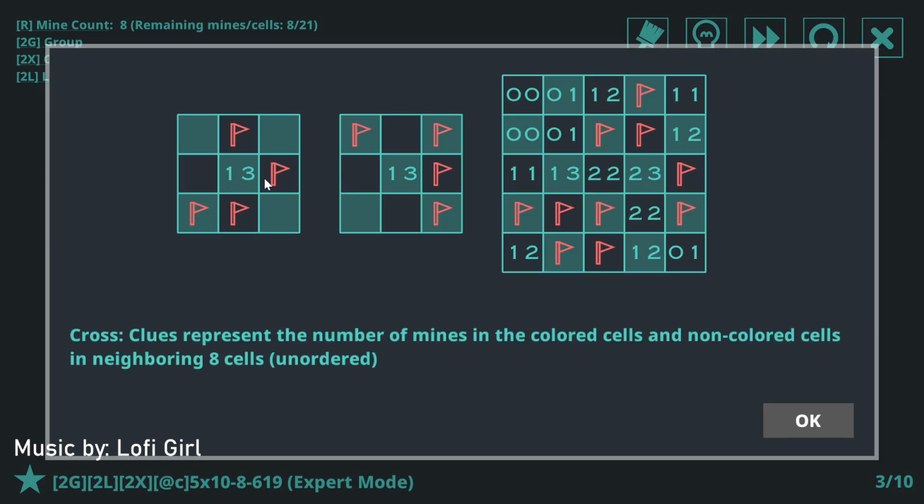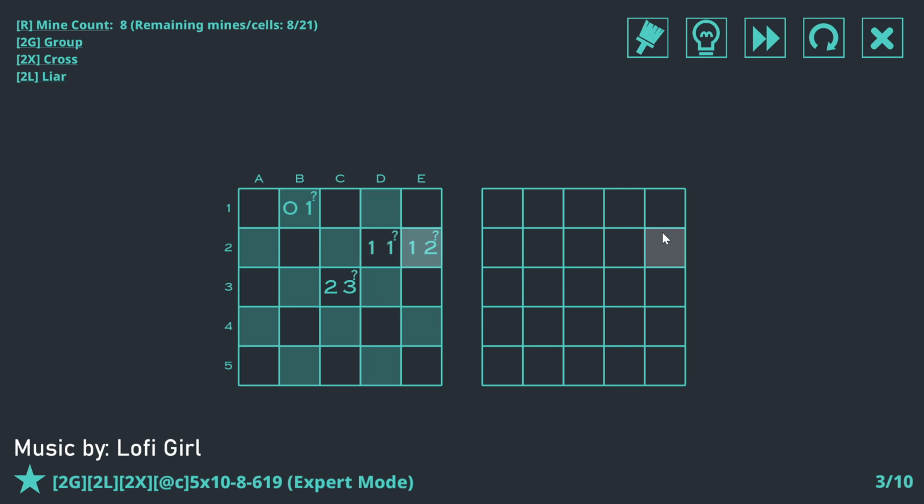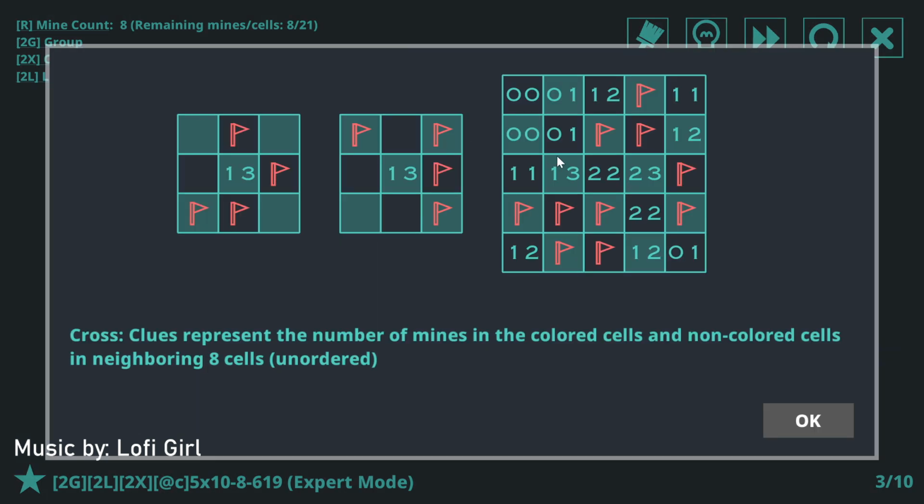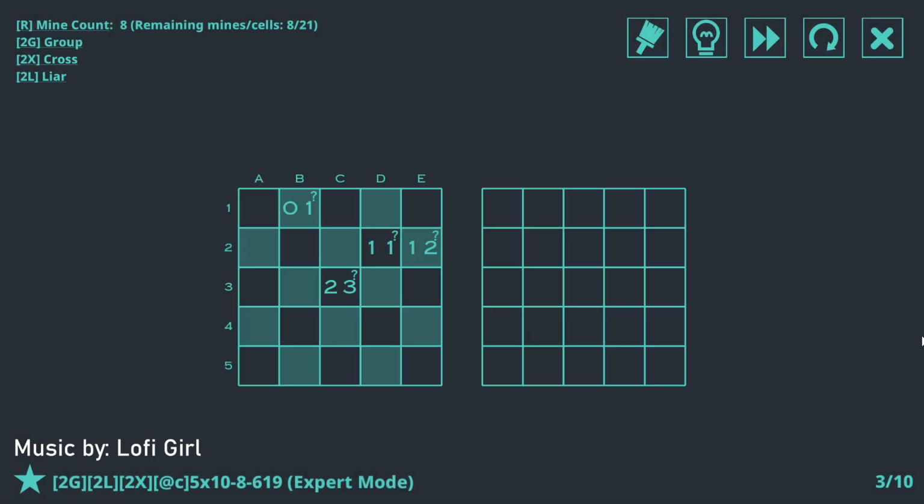Cross and Liar. Well, Cross means that numbers refer to how many in one color and how many in the other color. As you can see, there's a checkerboard pattern around it. But it's not given in order. So one could refer to the lights or it could refer to the darks, and the other way around. Sorry.